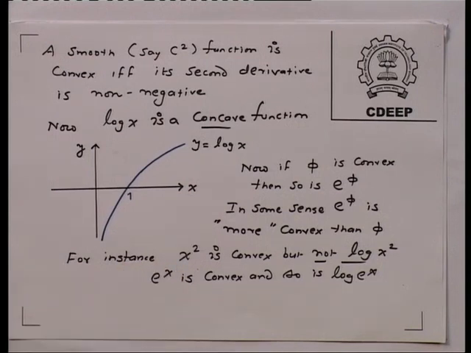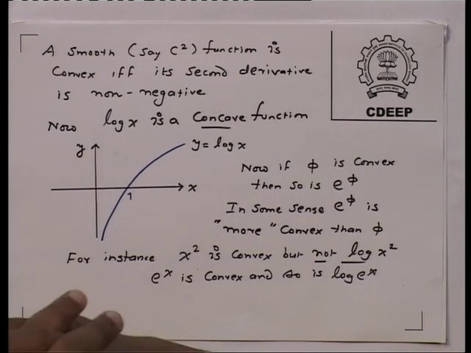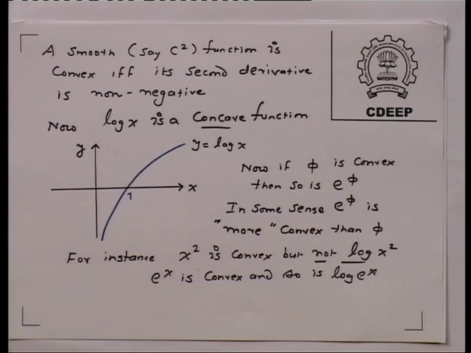Now, it is very easy to see that if phi is convex, then e to the power phi is also convex. That is obvious. So, in some sense, e to the power phi is more convex than phi. What do you mean by more convex? Let us not try to quantify it, we are just trying to formulate a certain definition. We are heading towards understanding a certain concept.